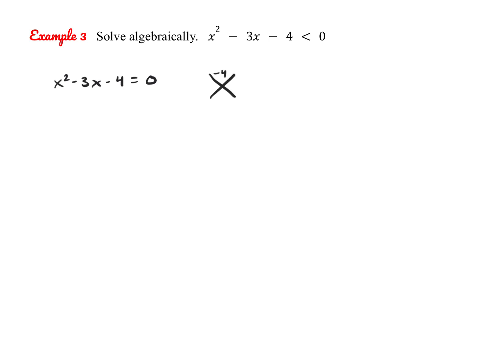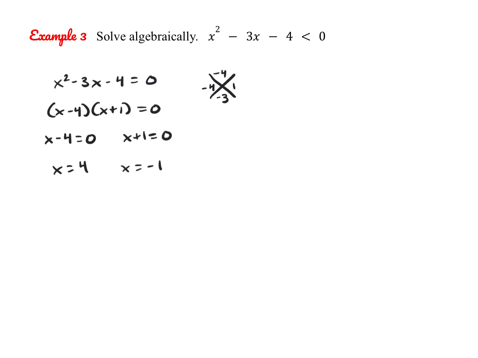And this one, what multiplies to make -4 and adds to make -3? -4 and +1. So x minus 4 and x plus 1 are the factors. And then we can use the zero product property to finish solving. So we have x equals 4 and x equals -1.